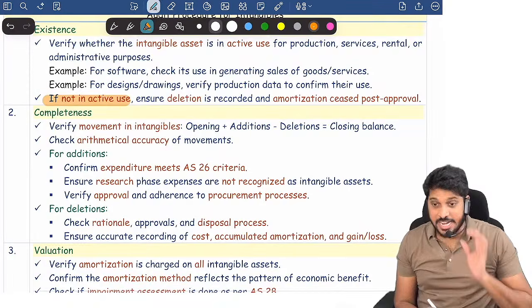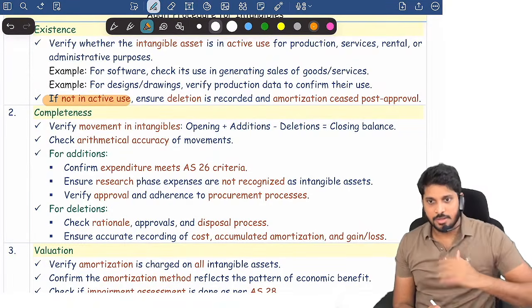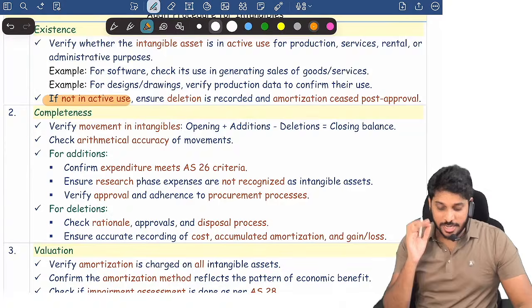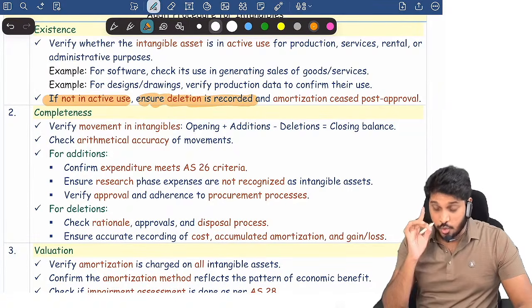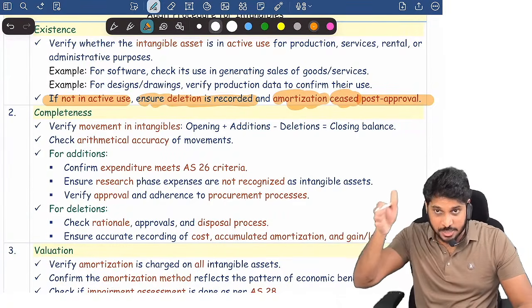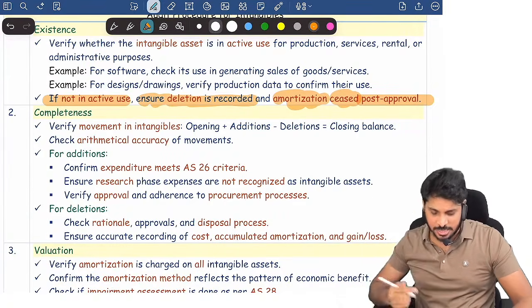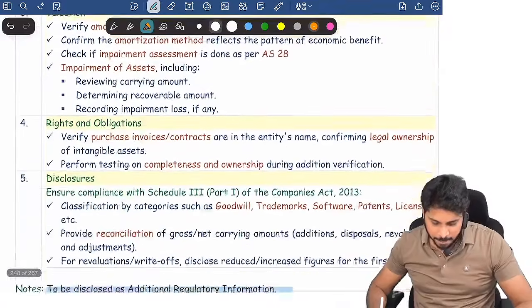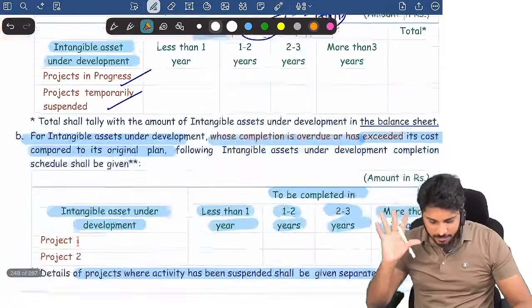Same, if an intangible is not in active use, see that the deletion is recorded only post approval and amortization ceased post approval. Amortization has to be stopped from the date of deletion. Same point we saw in PPE. That's it. Intangibles, there is nothing much important.